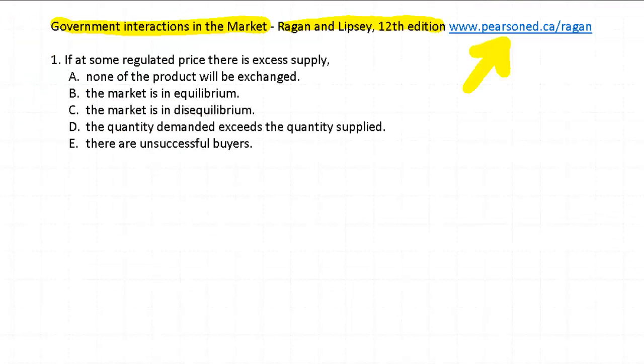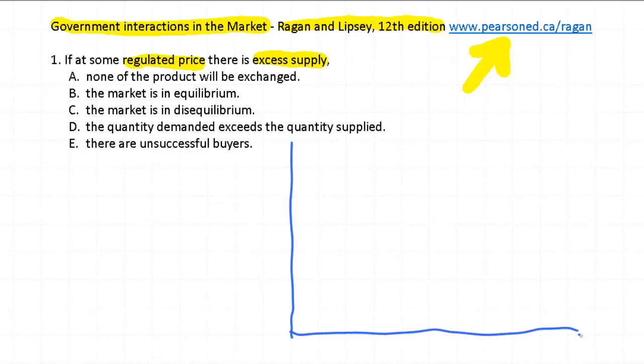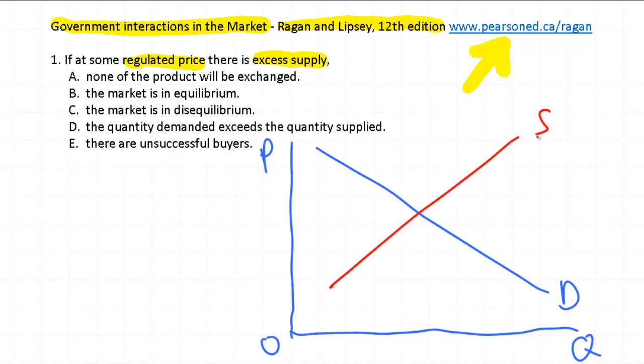Okay, so the first question is saying, at a regulated price, so there's government interaction in the market. So at a regulated price, there is excess supply. So let's take a look at how that looks. So we'll just draw our demand and supply diagram. We've got quantity here on this axis, and price here. Here's our demand curve. Here's our supply curve. Okay, so we have excess supply. Now, the only way we get excess supply is if we have a price above the equilibrium price. Okay, and this would be excess supply.